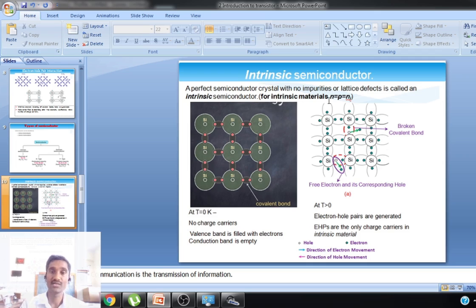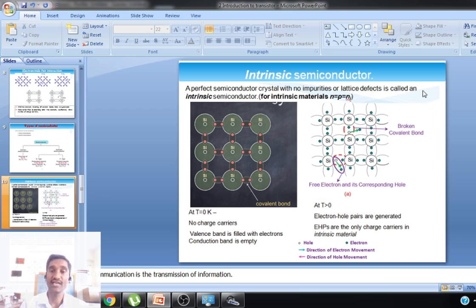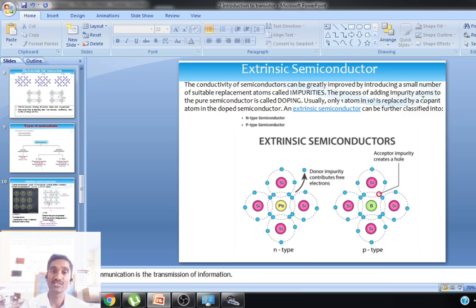And here the number of electrons and the number of holes are the same. There are no extra holes or electrons. The drawback of this pure type of semiconductor is that we cannot change its electric property. So that is the drawback of the intrinsic type of semiconductor.